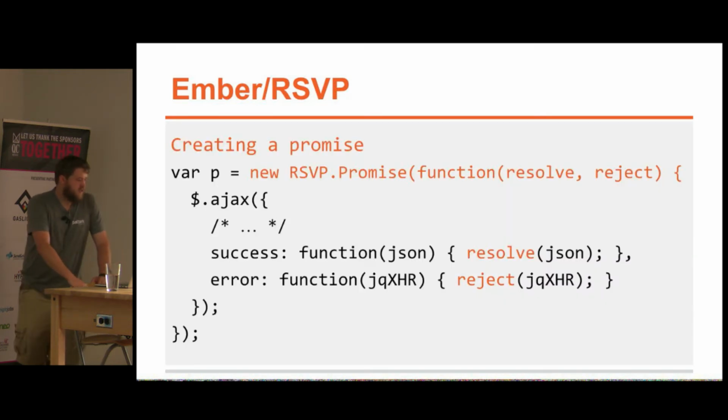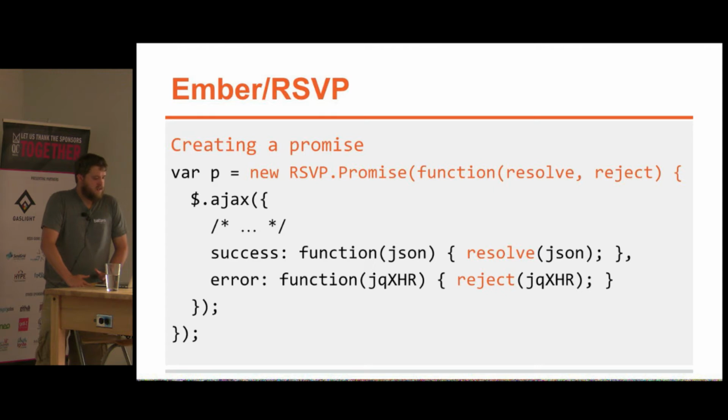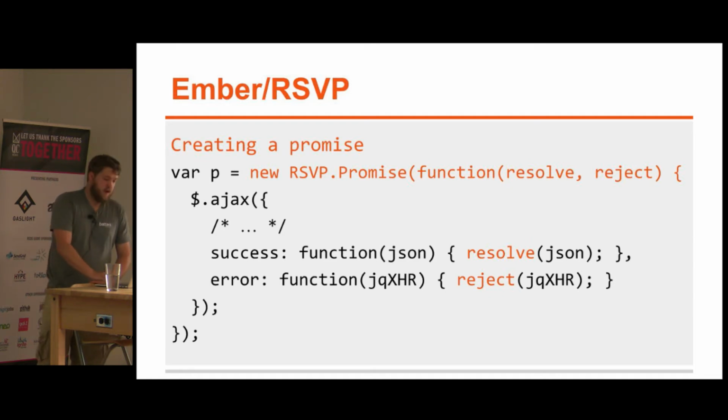So this is essentially how you would create a new promise with Ember, or with RSVP, excuse me. You just do new RSVP.Promise, and your first and only argument to the promise is a function handler, and that gives you 2 arguments when it's invoked, resolve and reject, and then you perform your action, and then you either resolve the promise or reject the promise.